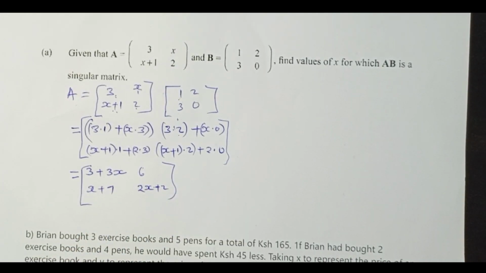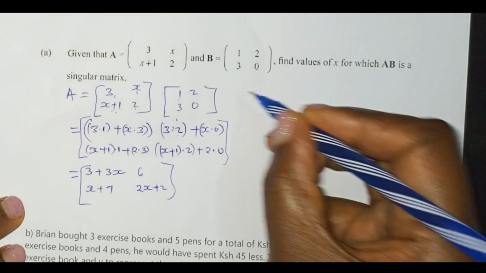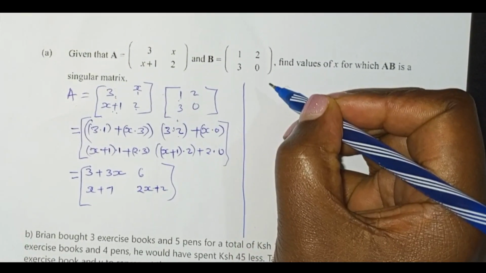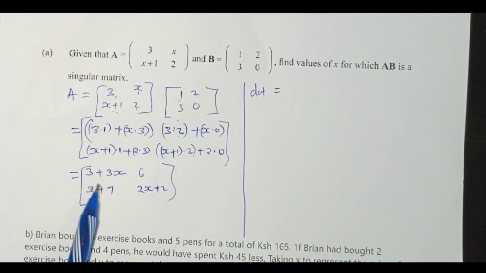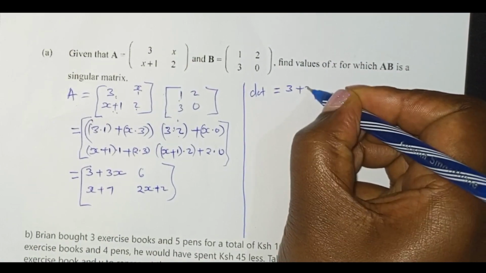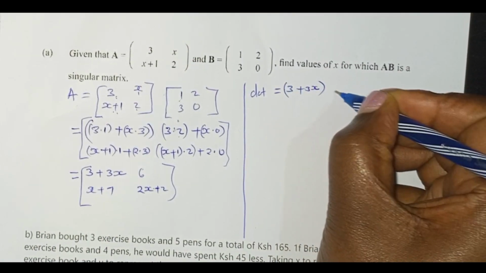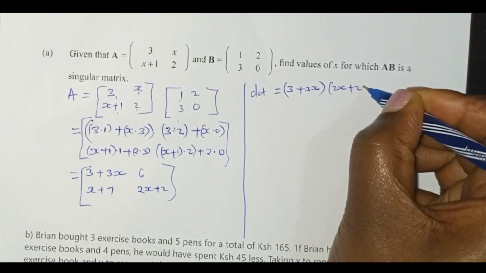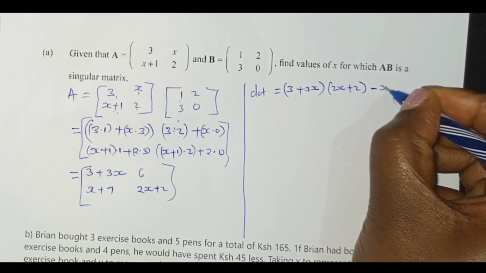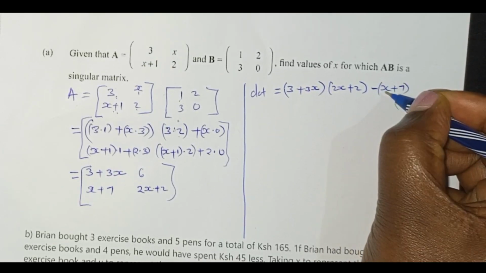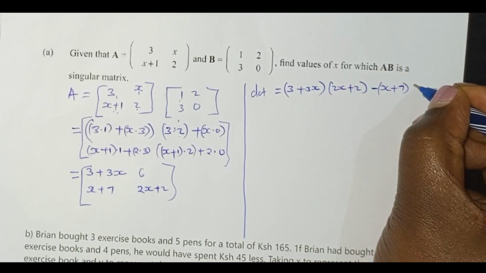So as I had said earlier, a matrix is said to be singular if its determinant is 0. So the next step, we want to find the determinant of this matrix. So the determinant, you multiply 3 plus 3x with 2x plus 2, and then you minus x plus 7 multiplied with 6.